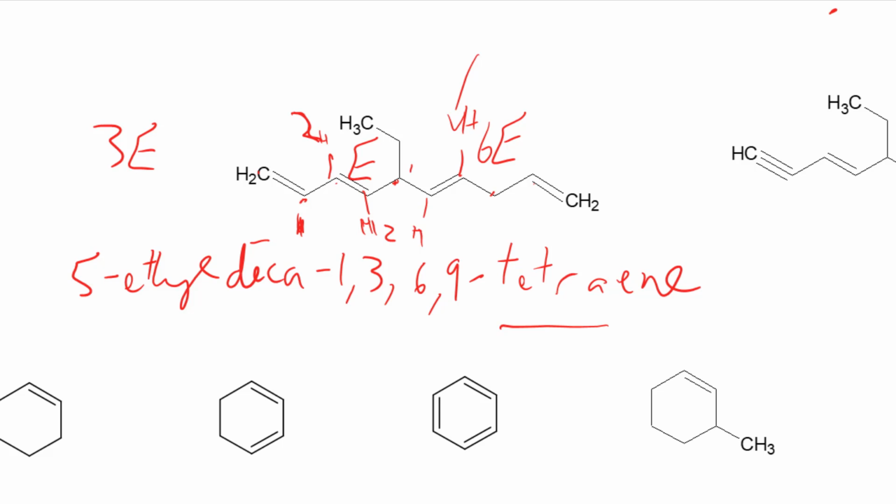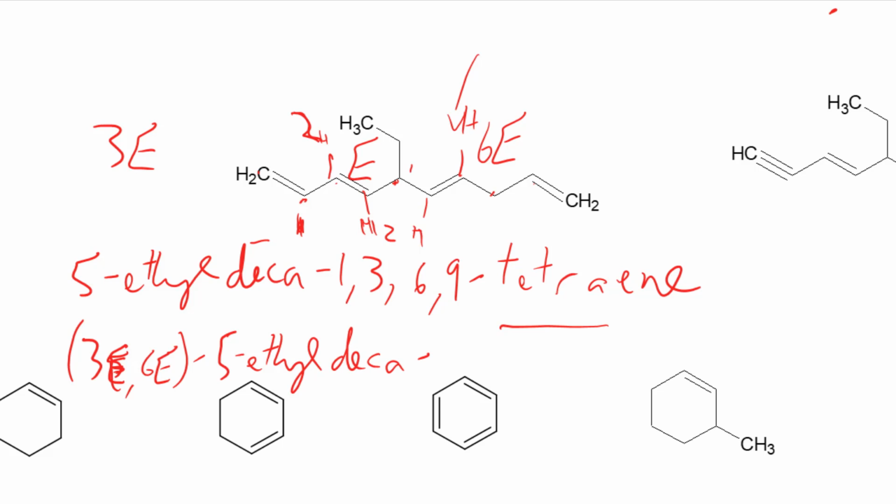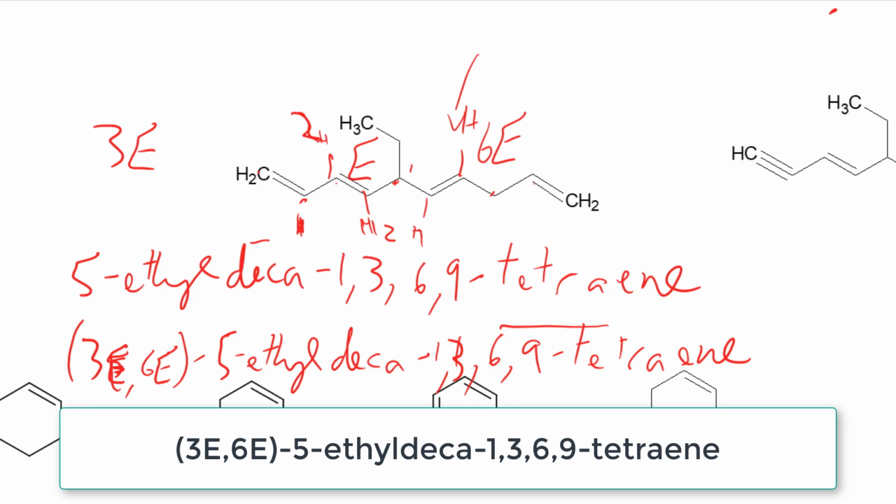I don't have room to finish writing this, so I'm going to rewrite the entire name of this. So I'm going to put a 3E, 6E, dash 5 ethyl. Hope I leave room. Deca 1, 3, 6, 9 dash tetraene. Whew. And there we go.